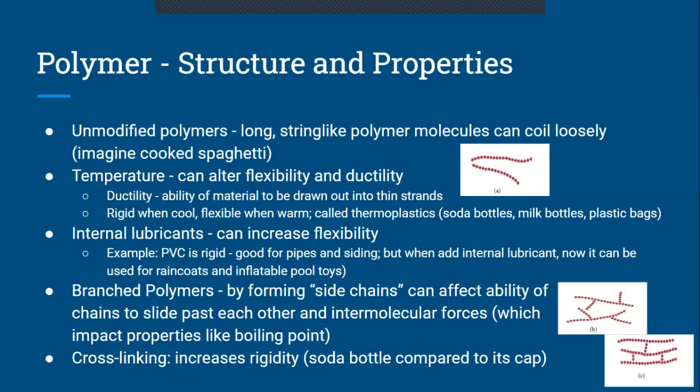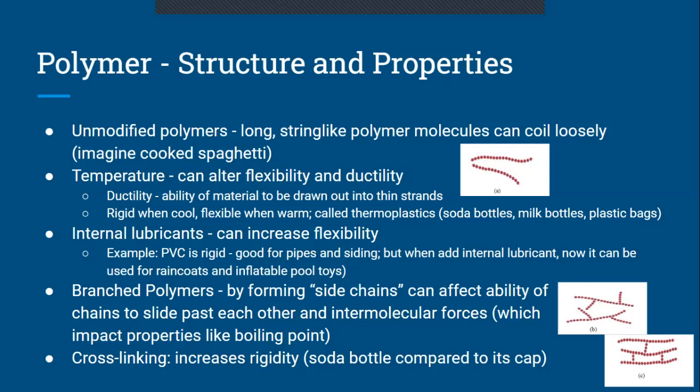So an unmodified polymer, one that's not changed at all, would be long and string-like, and it can coil loosely. You can imagine that it looks a lot like cooked spaghetti all coiled together. So this is what we're going to use to represent a string-like monomer, a string-like unmodified polymer.